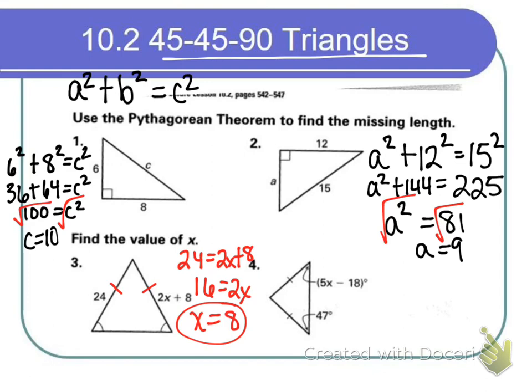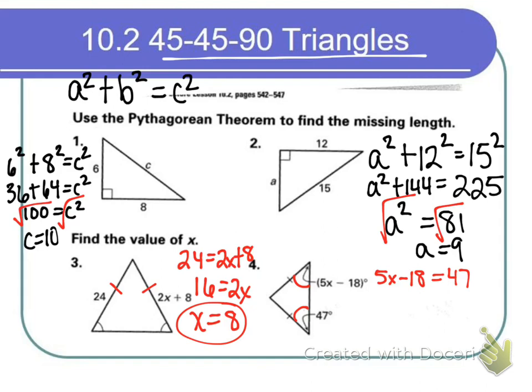All right, finally on number 4. On number 4, we have another isosceles triangle. This time, the sides are marked congruent, so we have to know that the angles across from those sides are also congruent. So these 2 angles have to be the same. So again, we can set up an equation. 5x minus 18 is equal to 47.